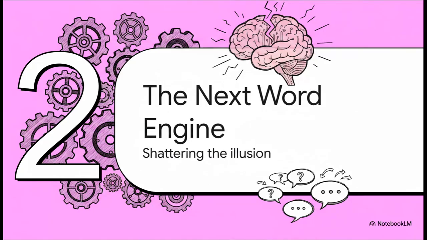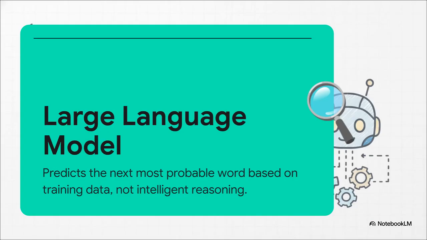Section 2. The next word engine. Let's shatter the illusion of machine reasoning. Now here is the concept that is absolutely going to shatter the biggest illusion about AI. It doesn't actually think. No, seriously. At its core, a large language model is literally just a next word prediction engine. It takes your text, scans its massive mathematical map of internet data, and just calculates the highest probability for what the very next word should be.